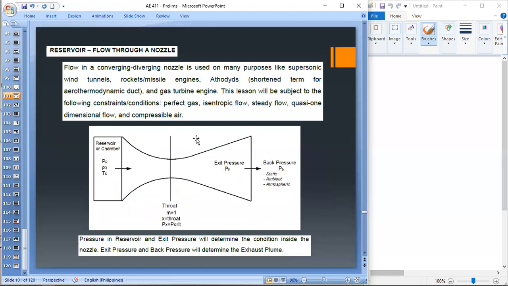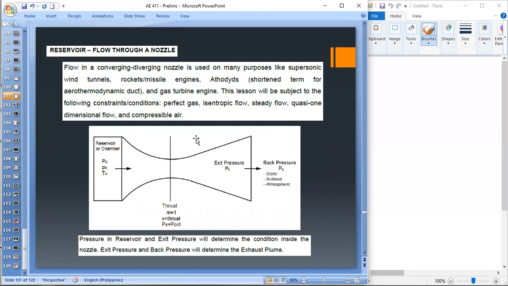Okay, so reservoir, flow through a nozzle. So, flow in a converging diverging nozzle is used on many purposes like supersonic wind tunnels, rocket or missiles, engines, ATODIDES, shortened term for aerothermodynamic duct, and gas turbine engine. So this lesson will be subject to the following constraint conditions. So perfect gas, isentropic flow, steady flow, quasi one-dimensional flow, and compressive air.